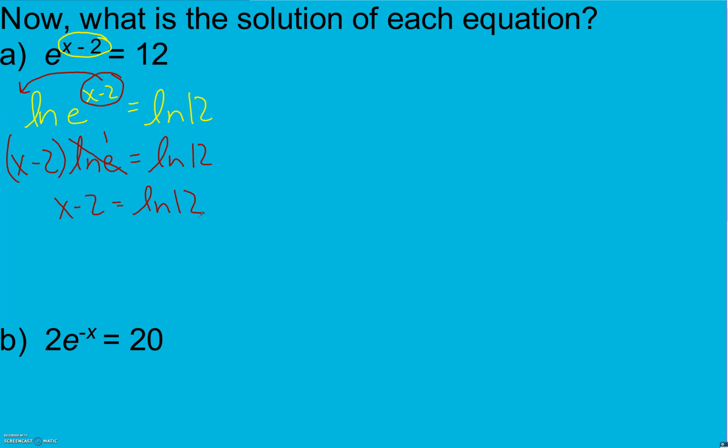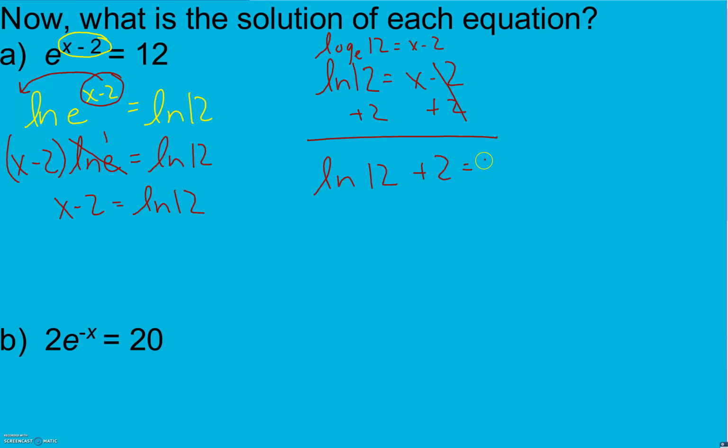And again, this is the exact same place that we would have gotten if we'd have taken log base e, or ln, of 12 equals x minus 2. And that's because we did log base e of 12 equals x minus 2. So either way, again, it does not matter which way you go. We're going to add 2. ln of 12 plus 2 equals x.